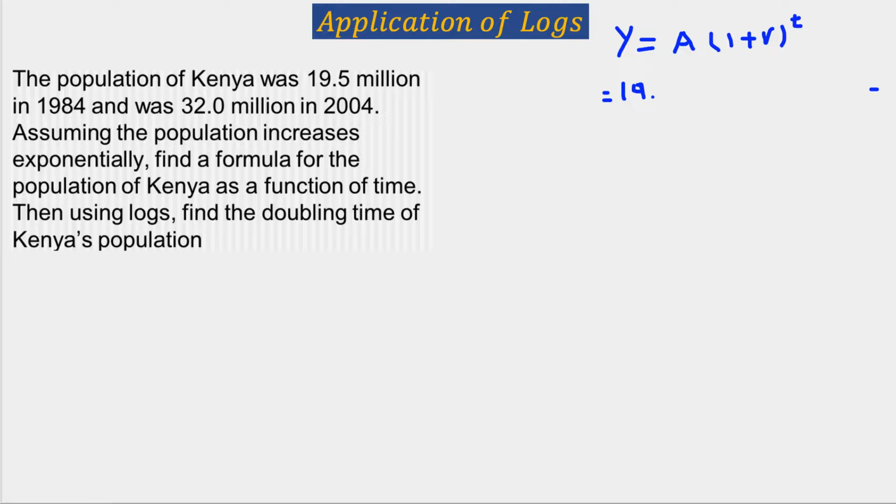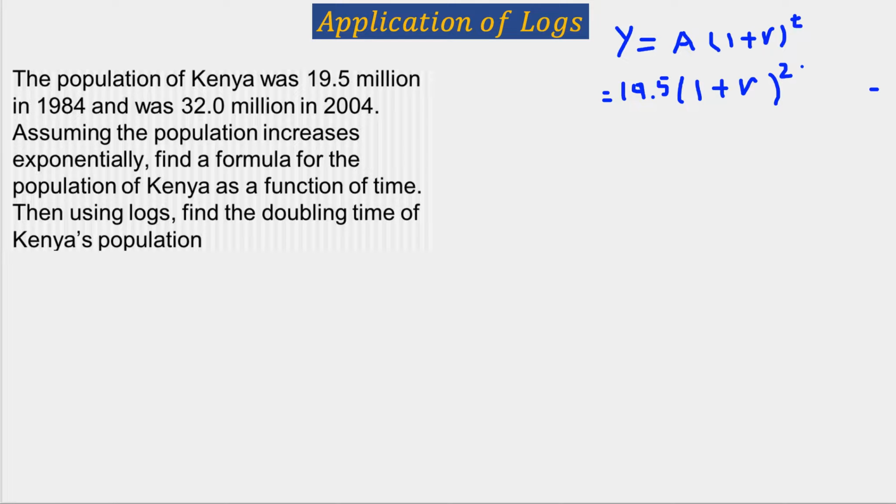So let me write 19.5. And then 1 plus r. We don't know the rate, so we write it as 1 plus r, because we need to find the rate first. From 1984 to 2004, there are 20 years. That's why t is equal to 20 years.